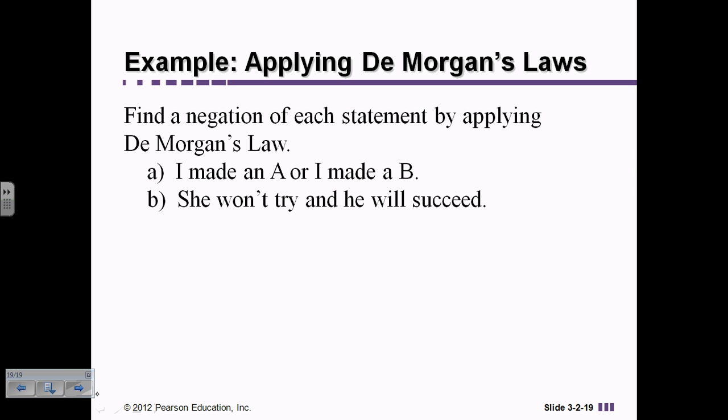Okay, so if we use De Morgan's law on this statement, it says find the negation of each statement by applying De Morgan's law. So basically, we're going to take the three parts to this problem: I made an A, I made a B, and the symbol or, and we're going to negate each of them. The negation of I made an A is I did not make an A. The negation of I made a B is I did not make a B. And the negation of or is and.